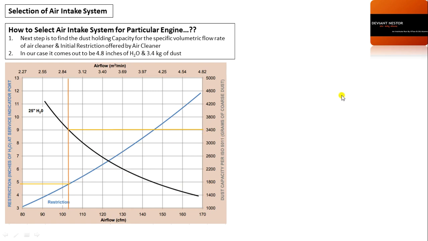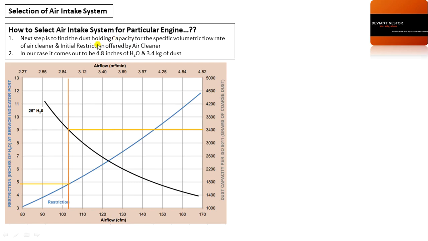Second thing is, what would be the dust capacity of that air cleaner? That is the most important thing. At what interval and after how much accumulation of dust should we change the air cleaner? So you will get that data from this final restriction, which is written as 25 inches of water. Now we have to draw a horizontal line from this 25 inches of water, and it will give us 3.4 kg. It means the air cleaner we have selected has an initial restriction of 4.8 or 4.9 inches of water, and it will be able to accumulate 3.4 kg of dust.